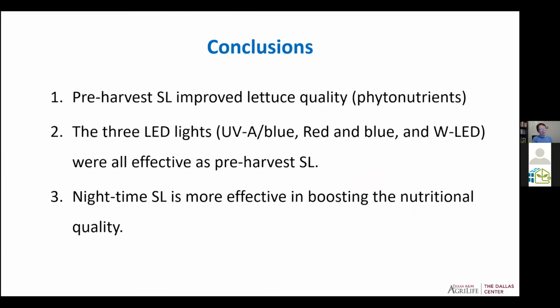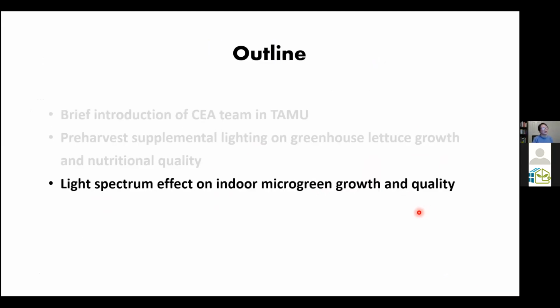So from all these 2 year studies, we can conclude that pre-harvest supplemental lighting improved the lettuce quality, and all 3 LED spectra, UVA plus blue, or red and blue, or the white LED, are all effective as a pre-harvest supplemental lighting. And night supplemental lighting is more effective in boosting the nutritional quality and also growth.